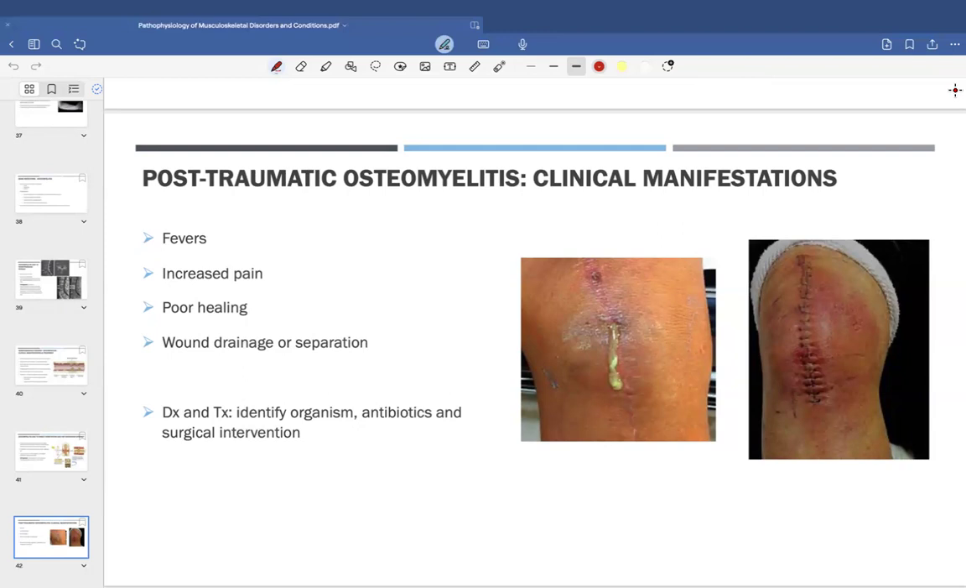And, you know, you culture it, X-ray it, start your IV antibiotics, and see what you gotta do next.